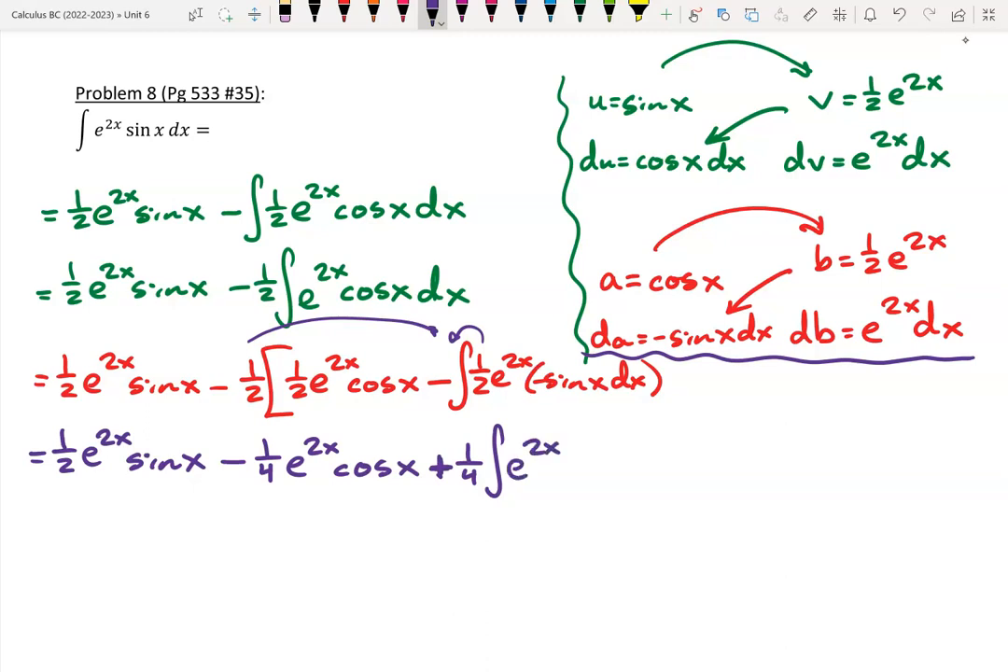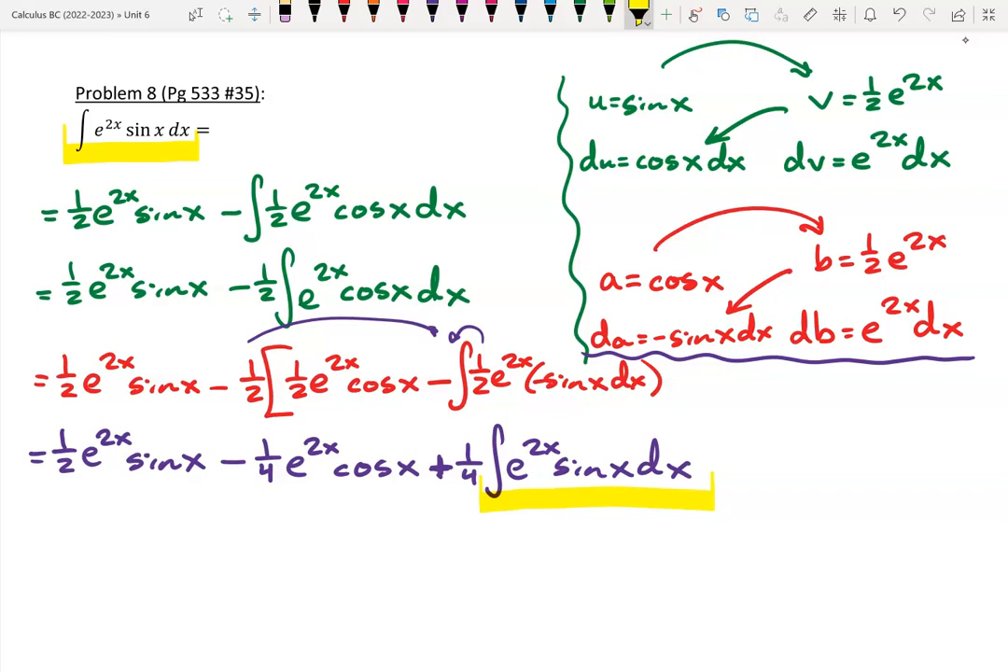e to the 2x sine of x dx. That really doesn't seem to take us anywhere, but I want you guys to notice what we have. It's the same thing. Whenever we have a trig function, like sine and cosine, and an exponential, e to something, sine and cosine hop back and forth between each other, and e to the x stays e to the x regardless of what you do with it.